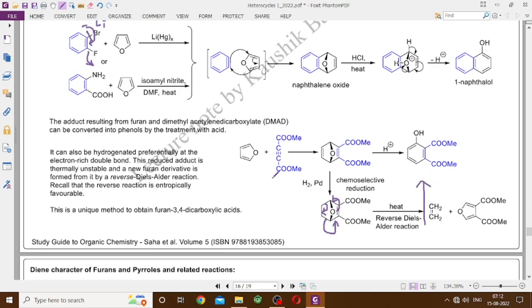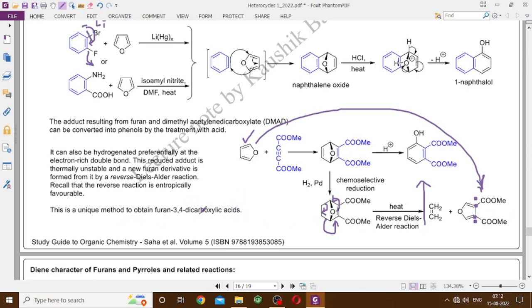So this is a valuable technique to convert furan into its corresponding 3,4-carbomethoxy derivative, which is otherwise difficult to synthesize because it is rather difficult to functionalize the two beta positions of the furan ring, because the alpha position is so reactive that functionalization invariably leads to reaction at the alpha. So they can ask for this type of conversion, and you have to think very carefully in terms of Diels-Alder reaction followed by chemoselective reduction followed by reverse Diels-Alder reaction.